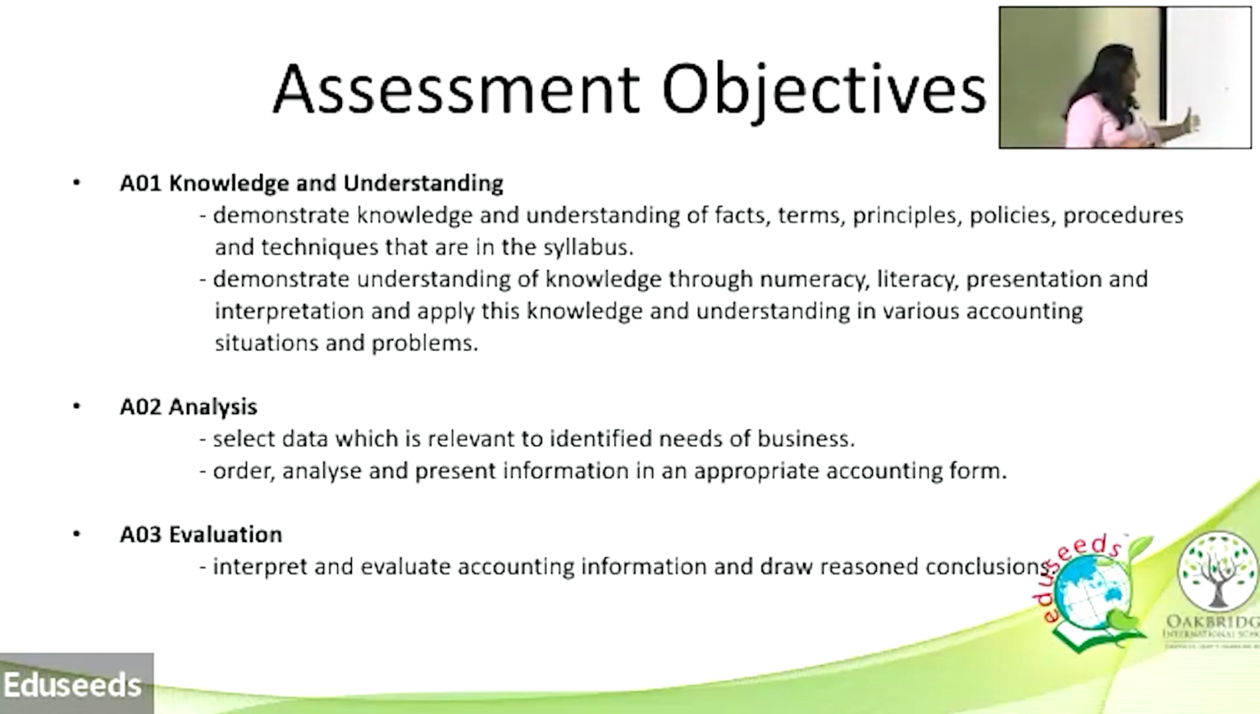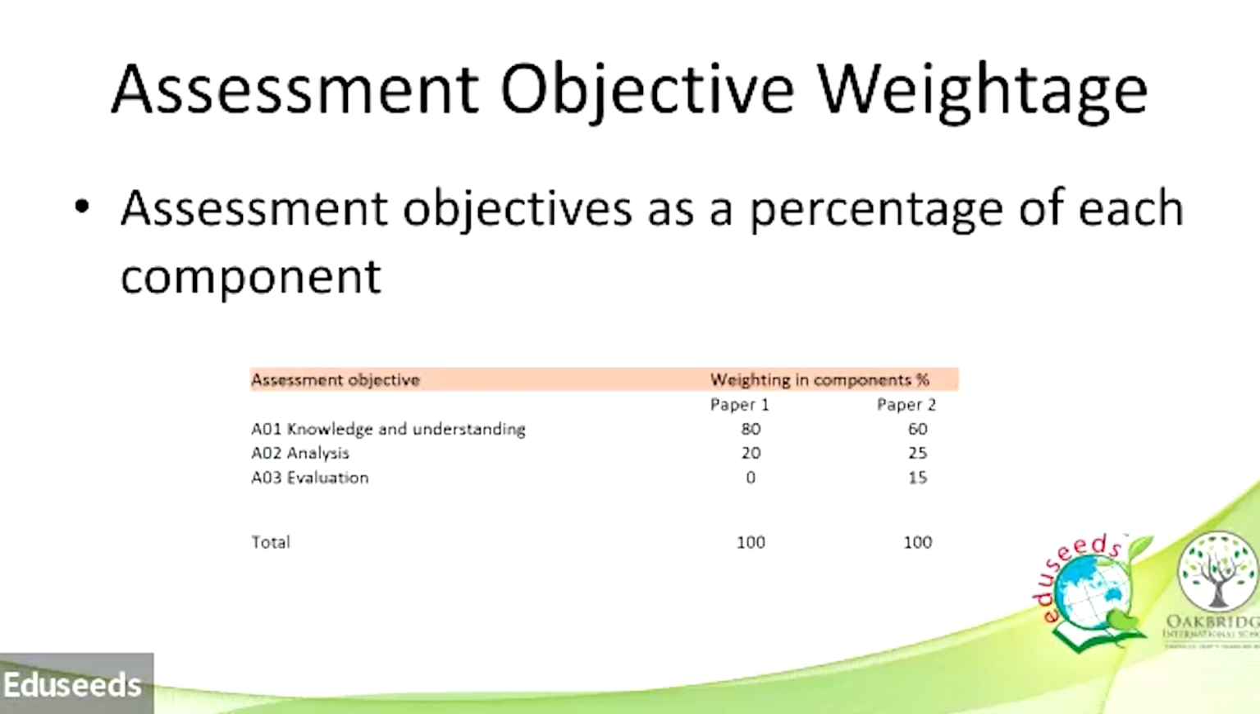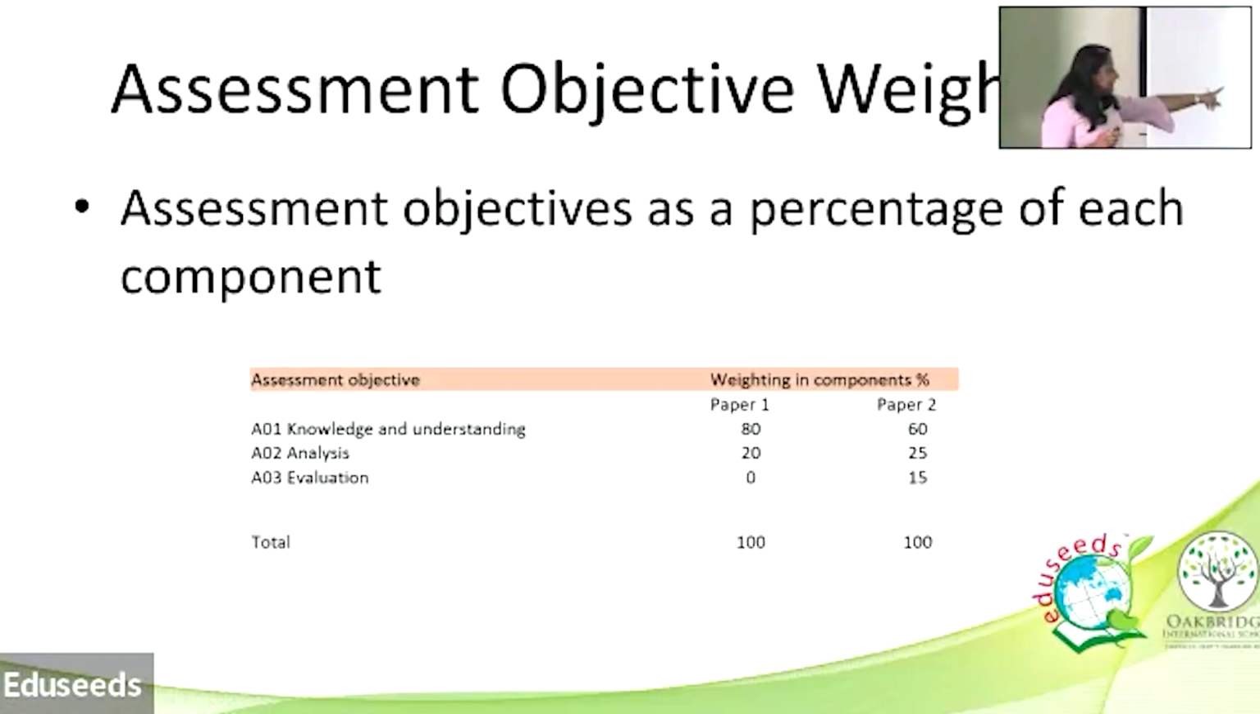So these are the three objectives that they will be testing you in your IG exams. Okay, so far so good. Right. Let's move on to the next one. Yeah, according to the assessment objectives, what is the weightage of each component? We got three objectives, right? So if I look at paper one, it will test you on objective 1 and objective 2, which is knowledge and understanding, and also the analysis part. But the evaluation part is 0.